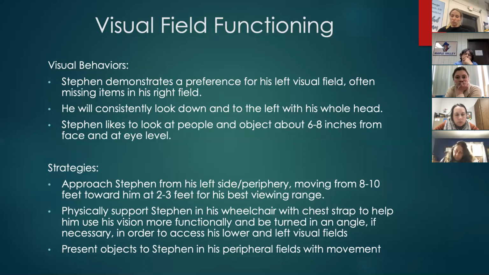In Stephen's case, he would need to be physically supported in a wheelchair with a chest strap to help him use his vision more functionally and be turned at an angle if necessary, so he can access the lower and left visual fields. Then present objects to Stephen initially in his peripheral fields with movement or shininess or something that mimics movement to get him to look.